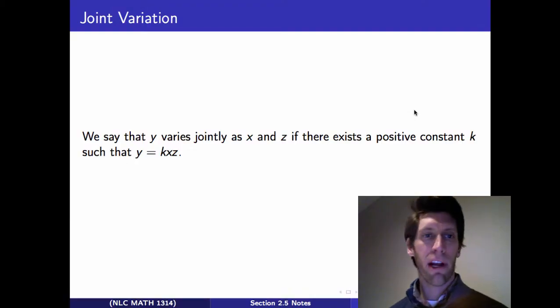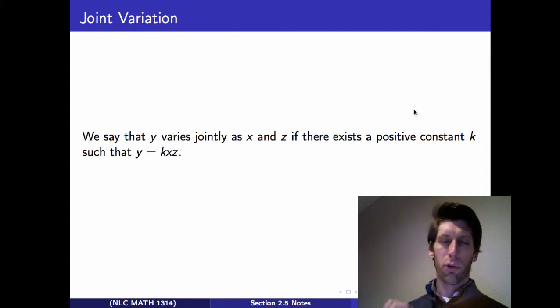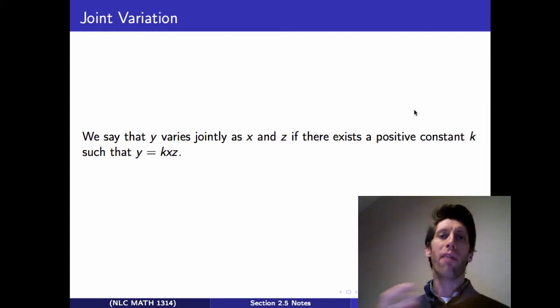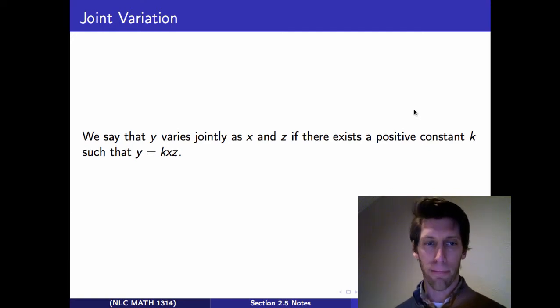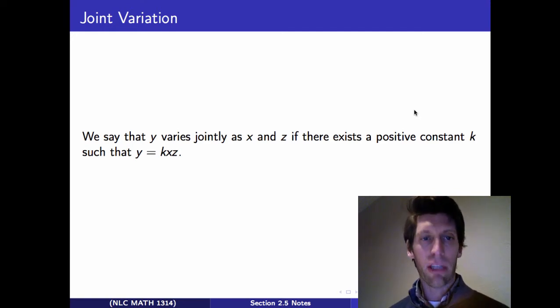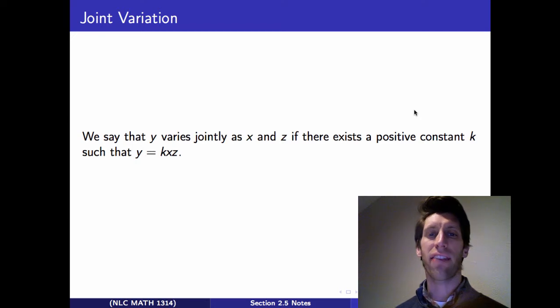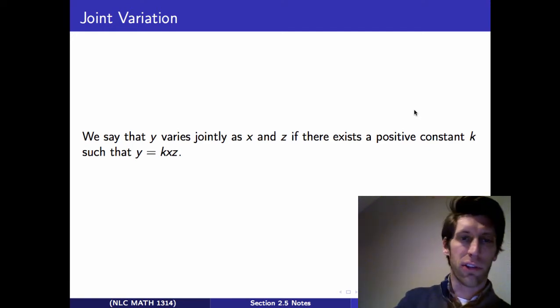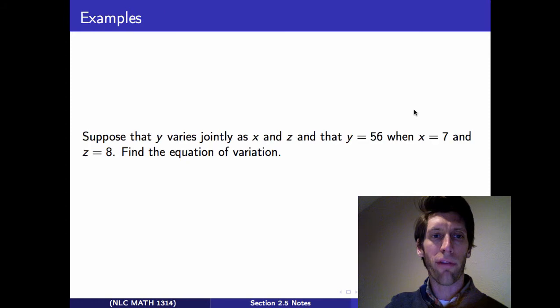The last type of variation that we're going to talk about today is joint variation. Essentially, the idea behind joint variation is that it's direct variation, but you have more than one independent variable. A little more specifically, we say that y varies jointly as x and z if there exists a positive constant k such that y equals k times x times z. So let's take a look at an example using joint variation.